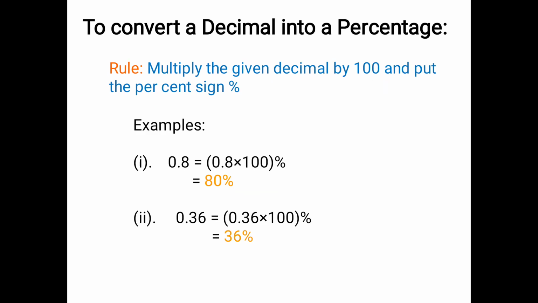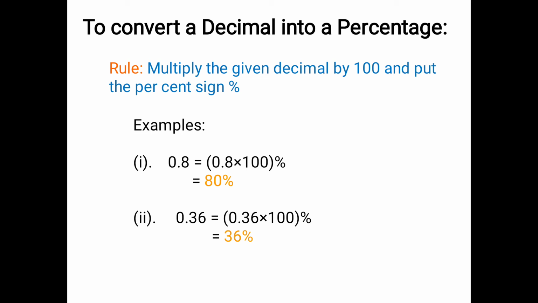And to convert a decimal into a percentage, how can we convert a decimal into a percentage? Coming to the rule: multiply the given decimal by 100 and put the percent sign. Okay, so first, the given question is 0.8.